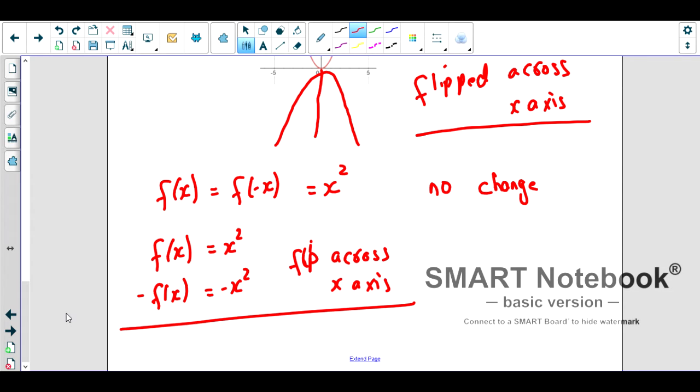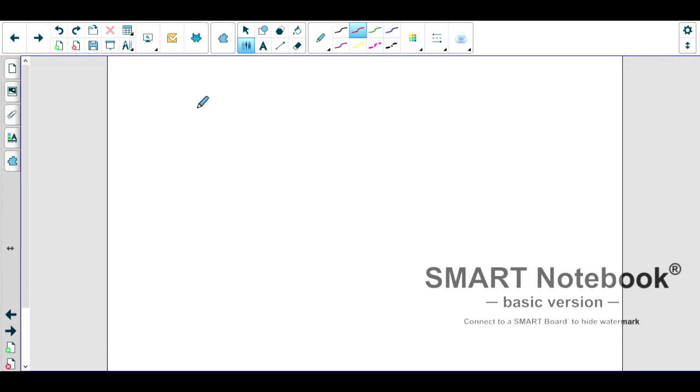So these are the two things in the flipping part. Now let's talk about stretch and compression, like when the graph can stretch and when it can compress. Let's say we have f of x is equal to x squared.